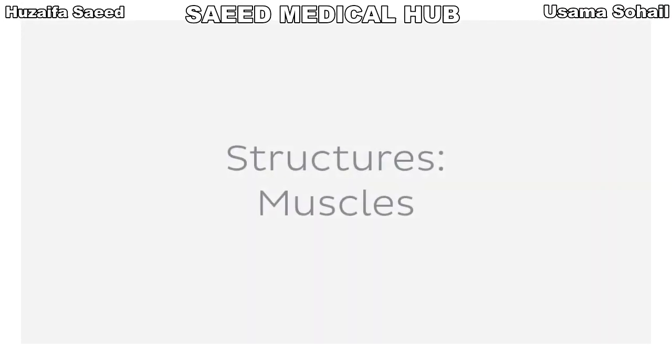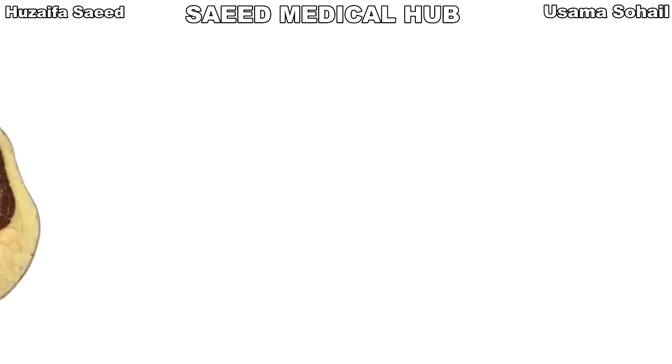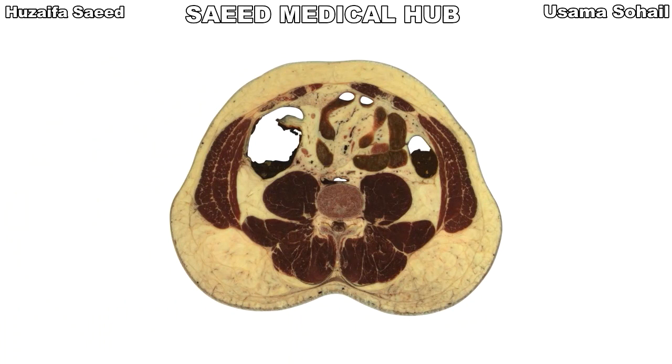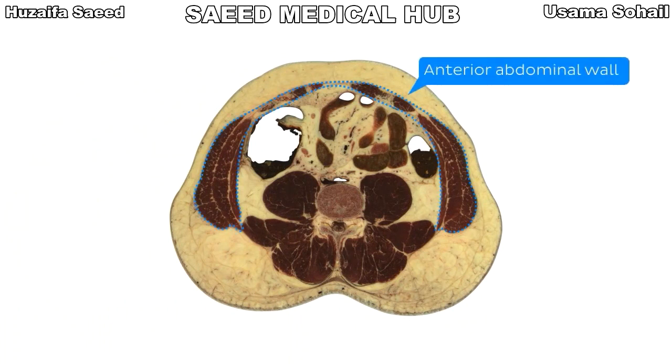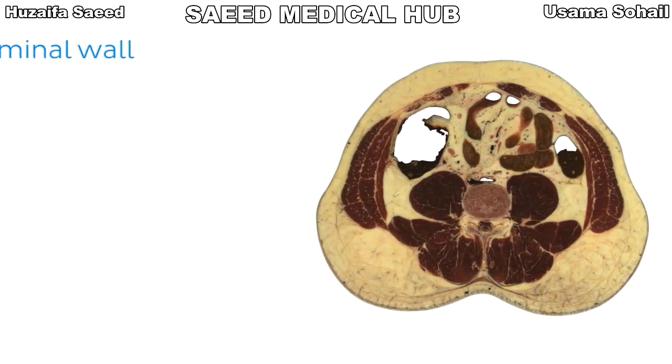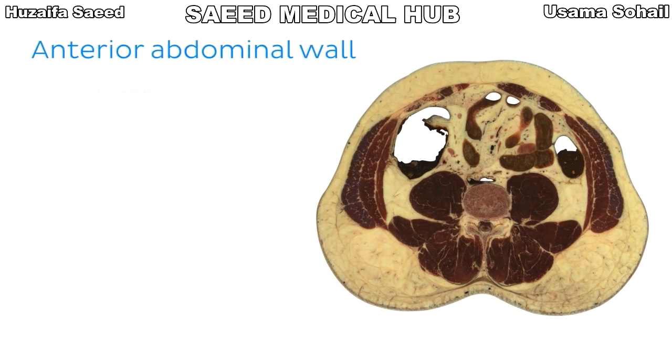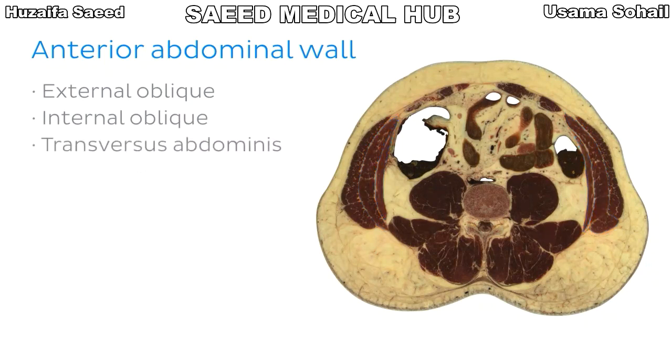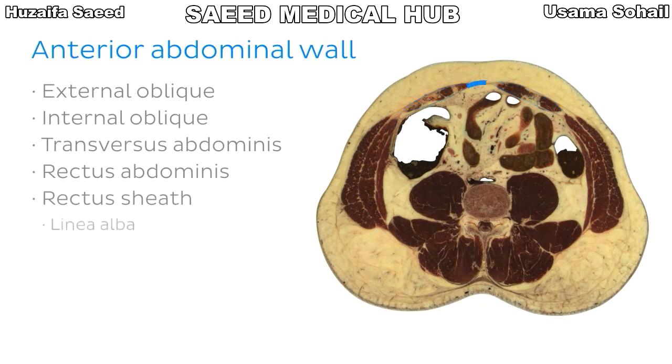The first set of structures we'll identify are the muscles at the fourth lumbar vertebral level. There are three groups of muscles that we'll look at: the anterior abdominal wall muscles, the posterior abdominal wall muscles, and the deep back muscles. We'll begin with the anterior abdominal wall muscles and some of their features. In just a few moments, we'll take a look at the external and internal obliques, the transversus abdominis, the rectus abdominis, the rectus sheath, the linea alba, and the linea semilunaris.